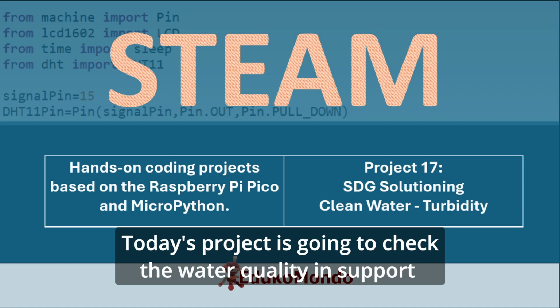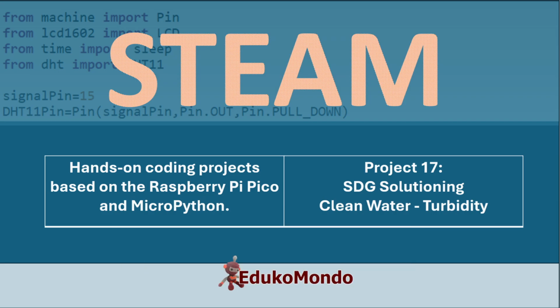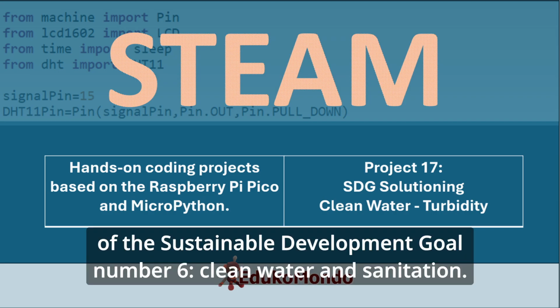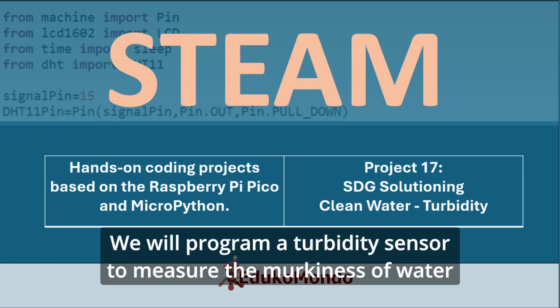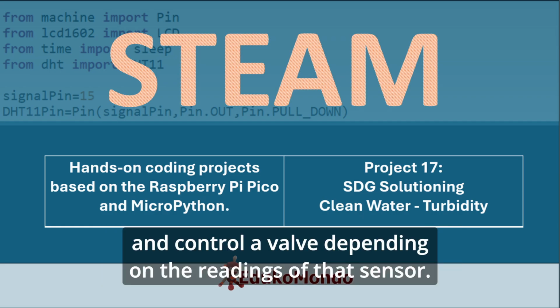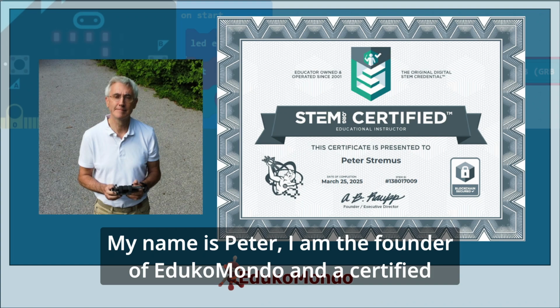Today's project is going to check the water quality in support of the Sustainable Development Goal 6, Clean Water and Sanitation. We will program a turbidity sensor to measure the murkiness of water and control a valve depending on the readings of that sensor. My name is Peter.